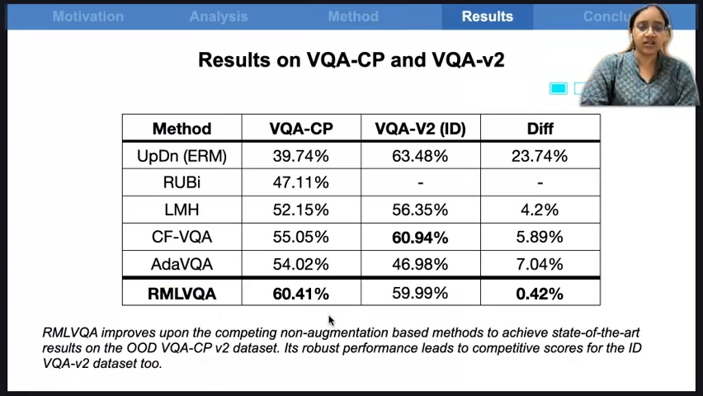Comparing with competing methods, we find that our method achieves state-of-the-art on the out-of-distribution VQA CP while maintaining competitive results on the in-distribution VQA V2 validation set. More significantly, out of all the competitive methods, our method is the most robust to both the datasets as evident from the value in the difference column.